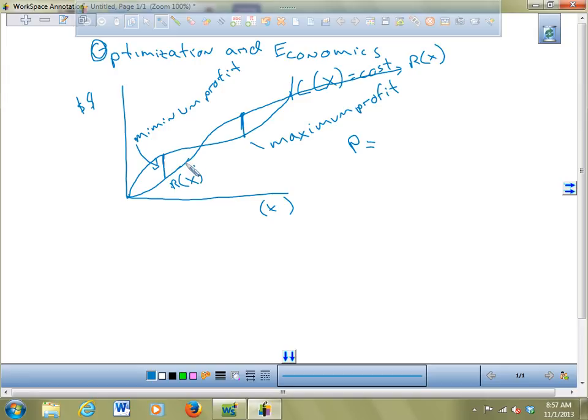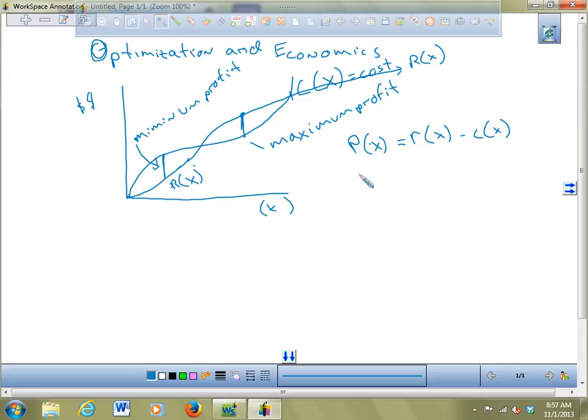So anyway, it turns out that the profit P of X is equal to your R of X, I think they use little r, minus C of X. Does that make sense to everyone? Your profit is equal to your revenue minus your cost. And so if your revenue is below your cost, that number is going to be negative. And if it doesn't start changing, you're going to go out of business.